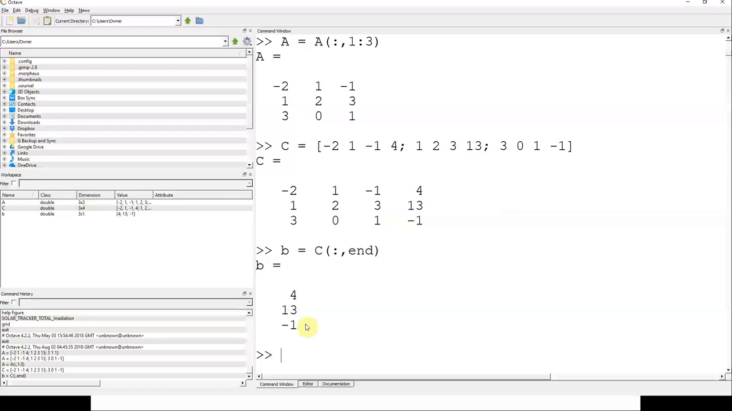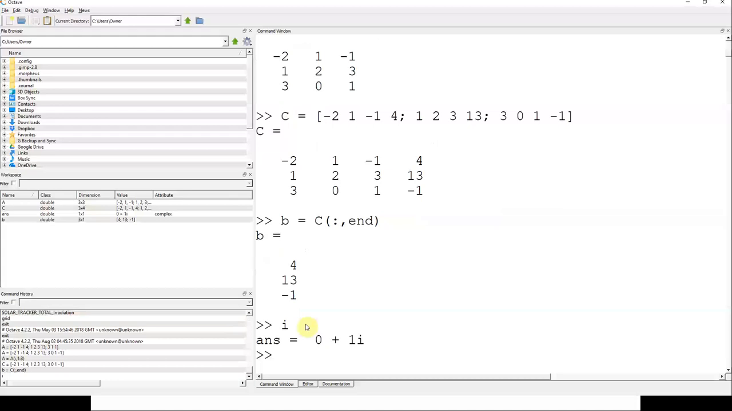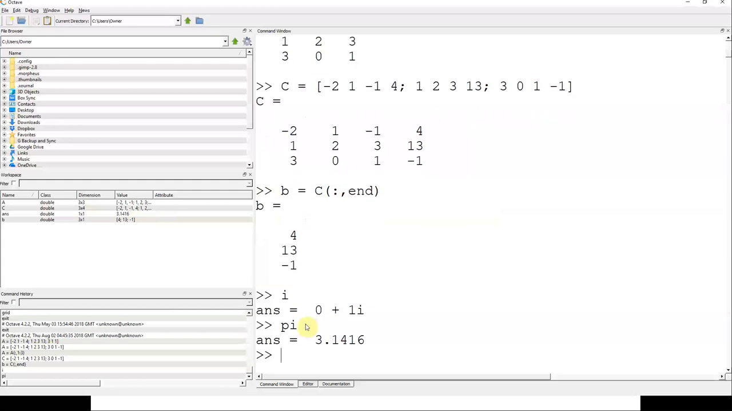Note, there were some important things. I cannot be used as a variable or a storage. I is a number in math and engineering. I is the imaginary number. Other things: pi.